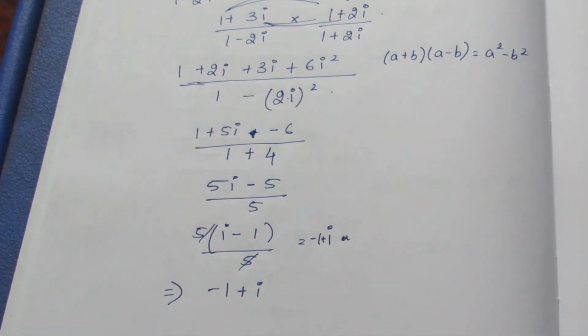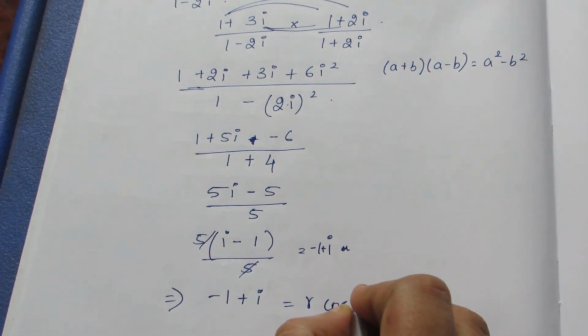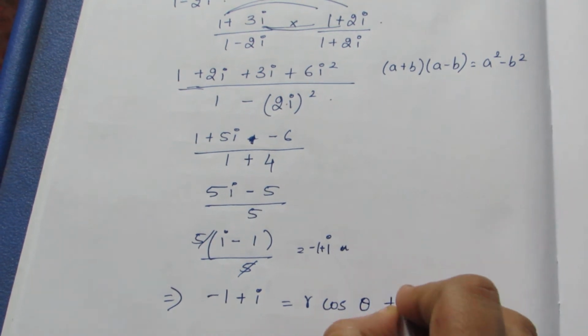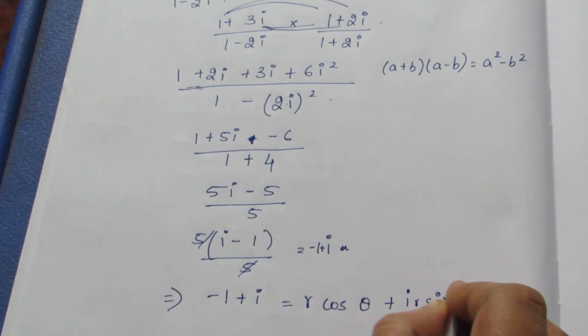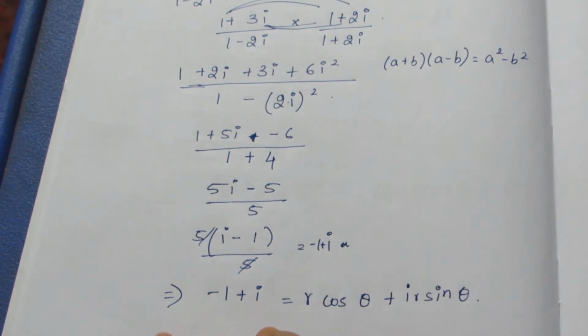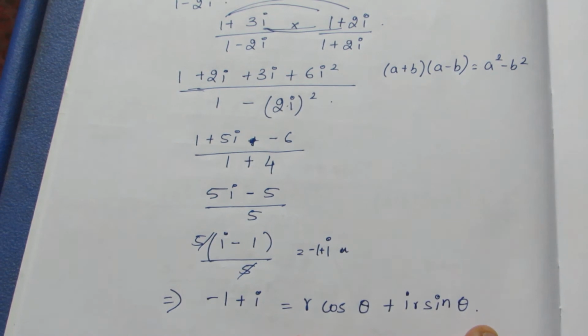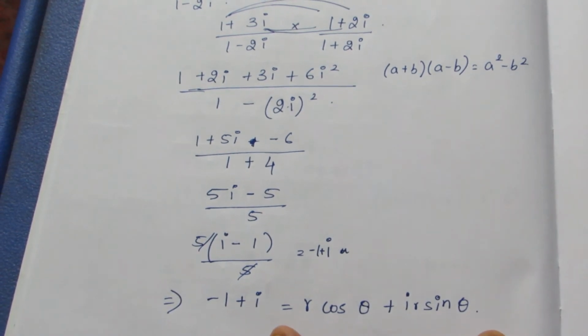To convert this to polar form, the polar form should be of the form r cos theta plus i r sin theta. This will be your polar form. So we need to convert this to a polar form. So my polar form will be r cos theta plus i r sin theta. So I need to convert this to this form.